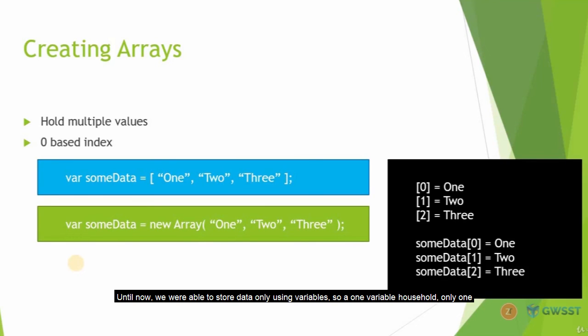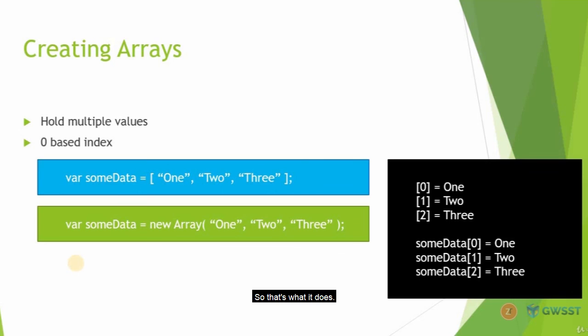Until now we were able to store data only using variables. So one variable would hold only one data. If you're specifying one variable to hold a number, it could only hold a number. With the help of arrays, you can store multiple values in a single variable. So that's what it does, it holds multiple values. Another thing is that arrays are zero-based index. That means the counting starts from 0 instead of 1, 2, 3.